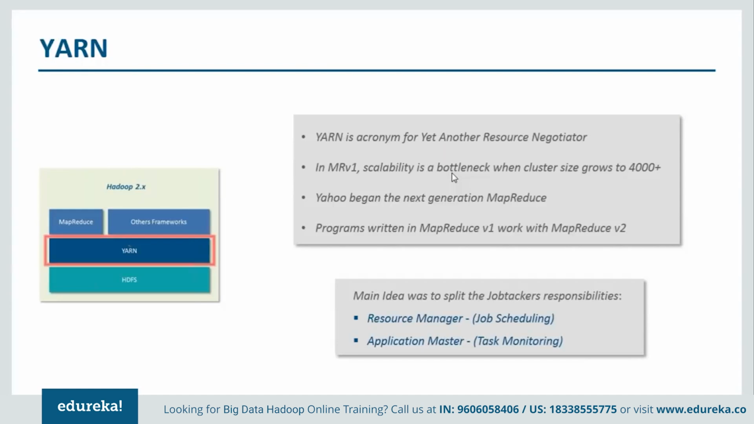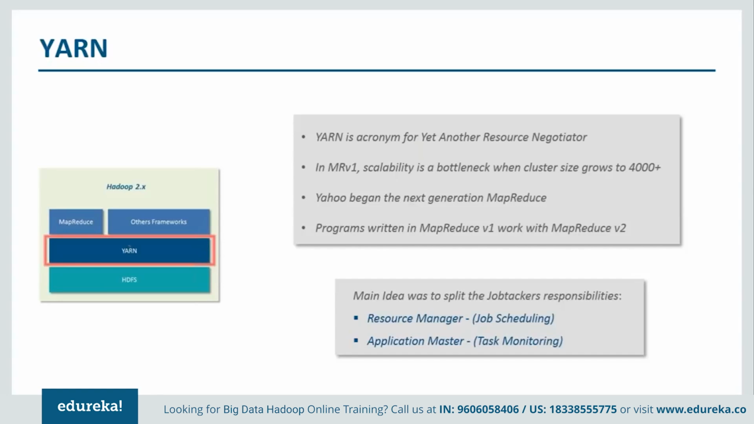The fundamental idea of YARN is to split the two major responsibilities of the job tracker, that is resource management and job scheduling or monitoring, into separate daemons: a global resource manager and a per-application master. The resource manager and the per-node slave, the node manager, form the new and generic operating system for managing applications in a distributed manner. YARN relies on these three main components for all its functionalities.